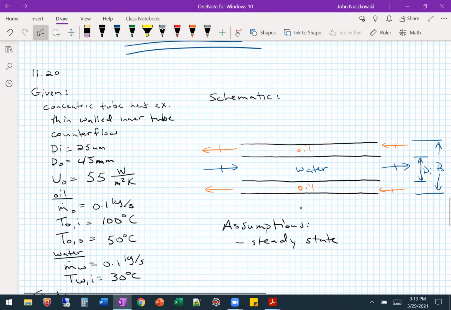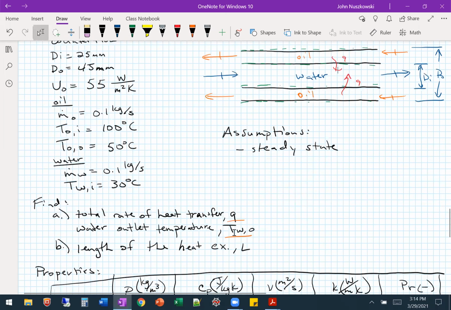Basically, we chose the COE of the oil, right? And we solve for Q, okay? For the second part of part A, it's asking for the water outlet temperature. What do we do for that case?